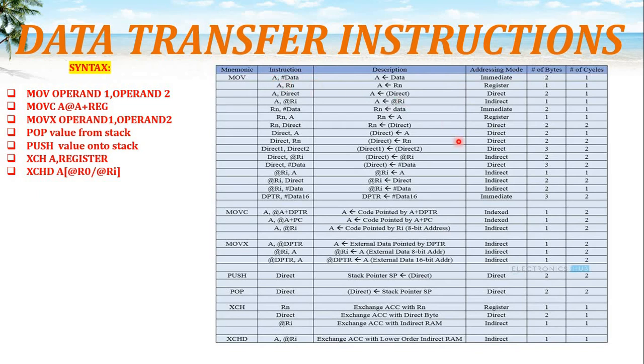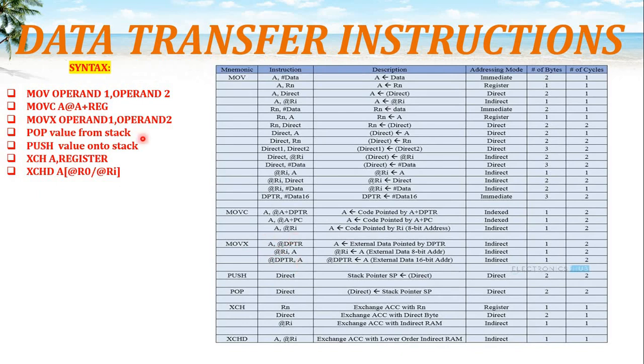That indicates hash. Whereas this symbol indicates the indirect mode of addressing. It is indirectly going to access. This direct is a direct addressing, and this R and all comes under register addressing. And this indexed addressing will always point to the code. This MOVC comes under indexed. What is indexed is that it will always have a code pointer towards it. That is MOVC. MOVC should be written in the format A, @A plus register. Any register we can have in that. Next, MOVX is MOVX operand 1 comma operand 2.